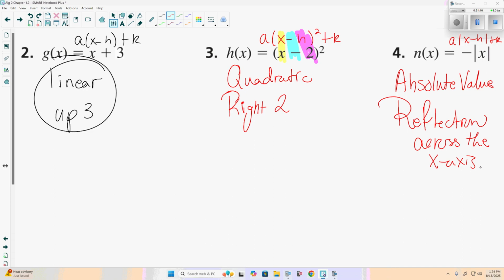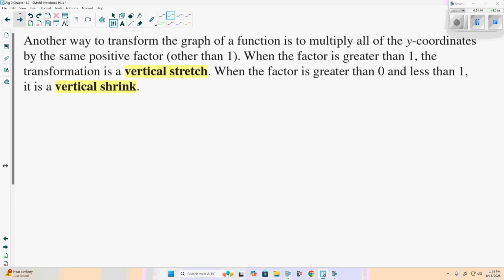Questions on number 4. So I won't do any other problems, but the last thing I want to talk about is vertical stretch and vertical shrink. What this is doing is making the y values, as we're going up or down, faster or slower. When we stretch it vertically, it's going to get narrower. When it's a vertical shrink, it's going to open up faster. And we will talk about this, especially tomorrow.